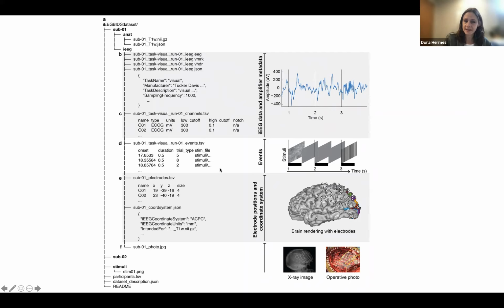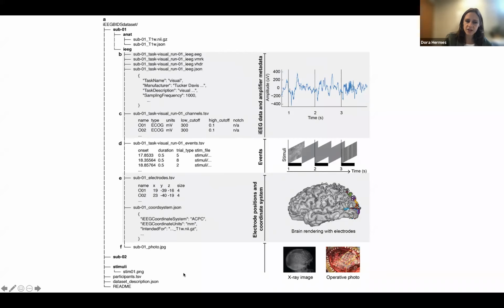Your events then allow you to know at which time different visual stimuli were presented. The electrodes, which are the hardware contacts, have a name that should match the channels and have XYZ coordinates that should be interpretable with respect to an image that is stored in the intended for field in the coordinate system. When you have this information, you can start making brain renderings with electrodes, for example.